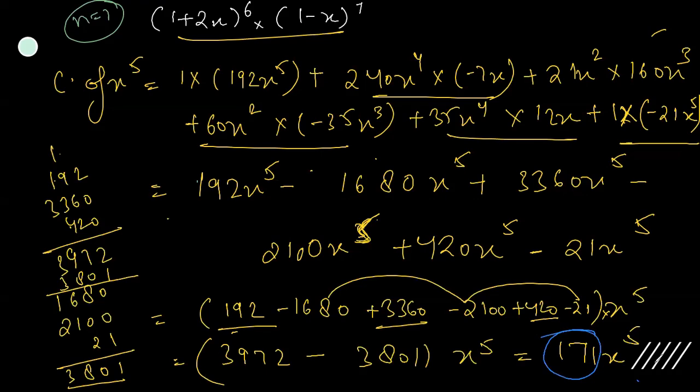So the question is not hard, just the calculation is important, because the complete question is based on the calculation, and you just want the coefficient of x raised to the power 5 while doing the product. So the product is very, very important, that is, which term you have to multiply with which terms. So yes, 171 is the final answer.